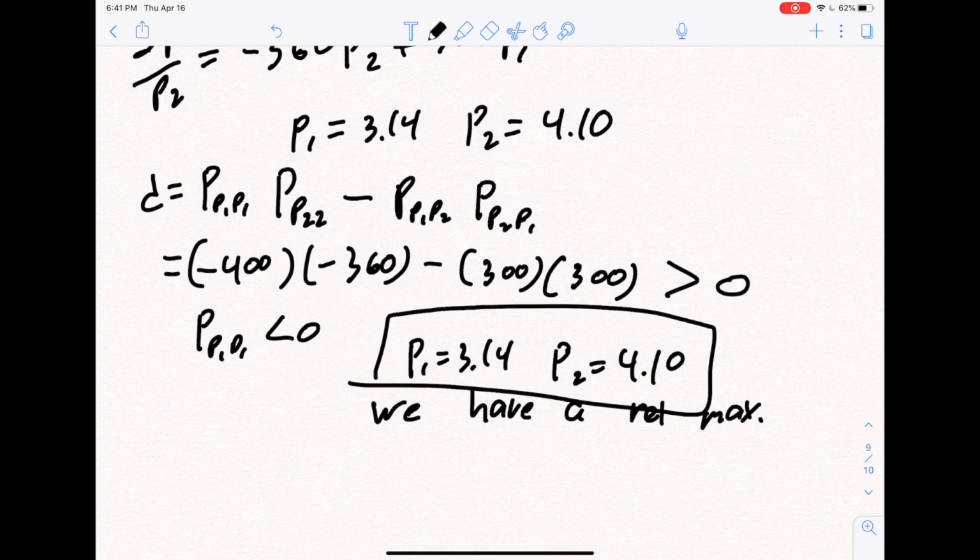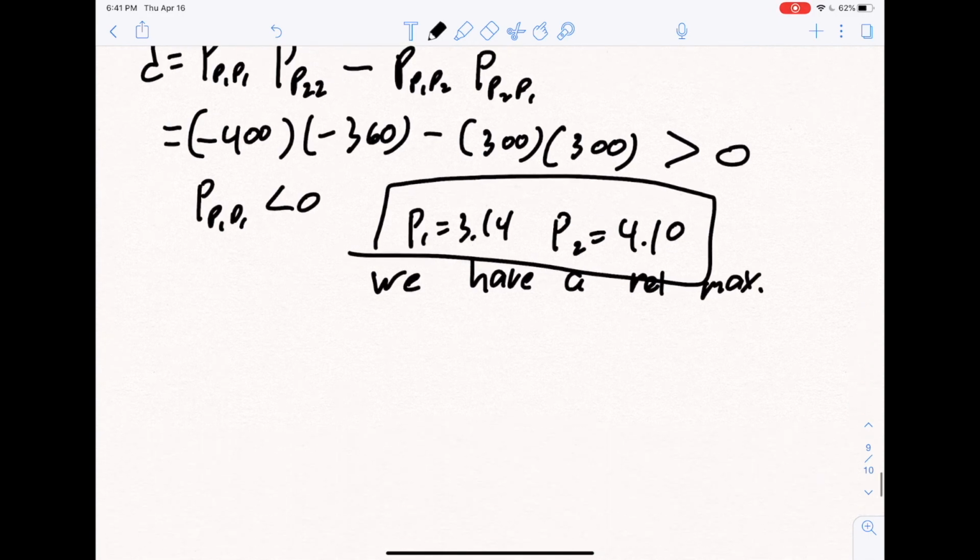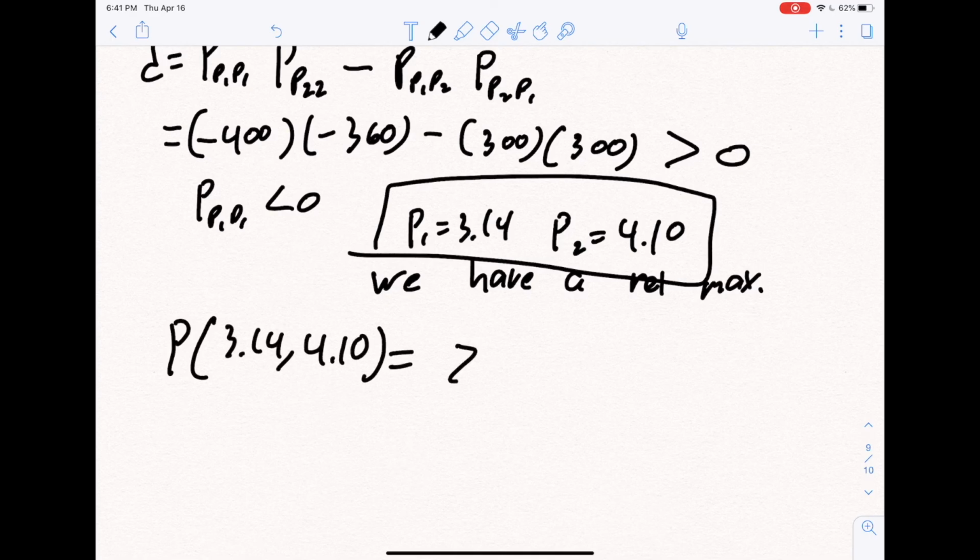If you're curious about what the maximum profit is, even though the question didn't ask for it, you can throw these two into the profit function, and you'll figure out that the profit at 3.14, 4.10 is $761.48.